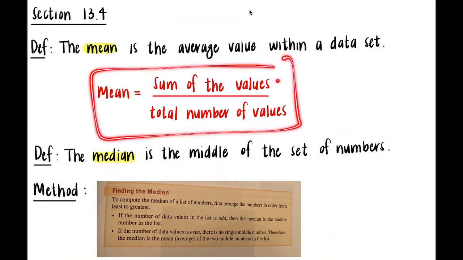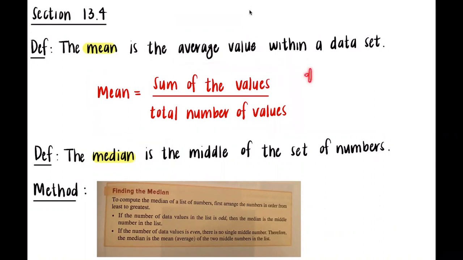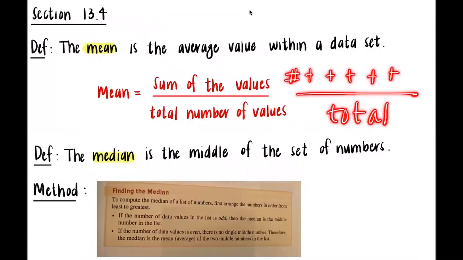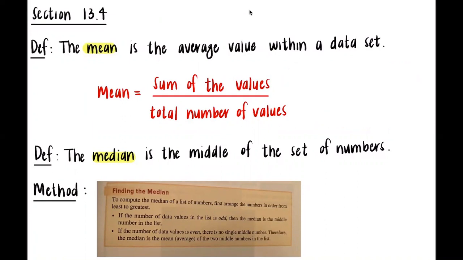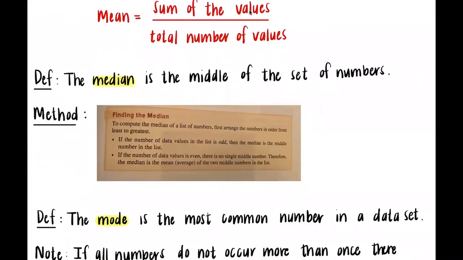The sum of the values, so everything added up together, over the total amount. So adding up all the numbers and dividing it by the total number of values. This is how we find the mean. On average, what is the value within the data set? We have the median, which is the middle number. So whoever is in the middle of the line.